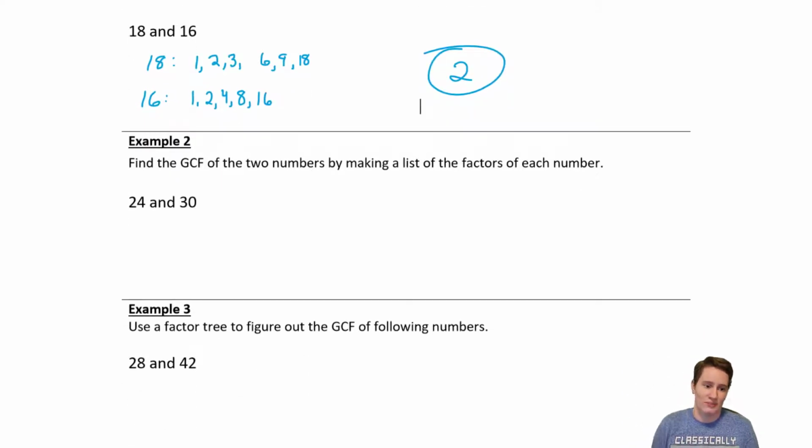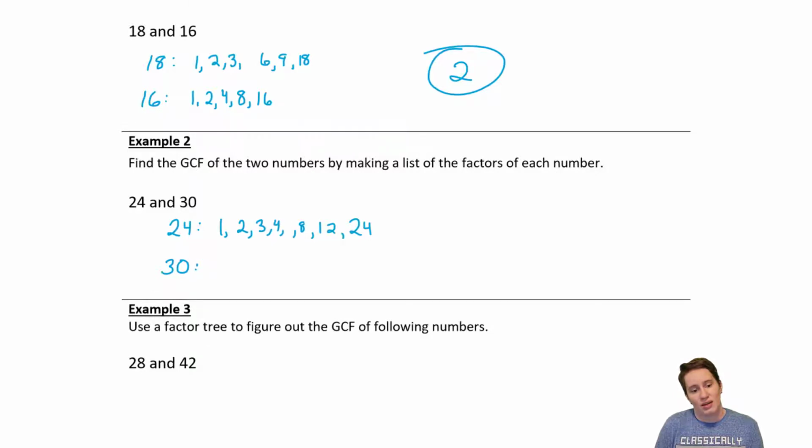Let's do another one. Find the GCF of the two numbers by making a list again. So 24 and 30. Now 24 I think has a lot of factors. So 1 and 24, 2 and 12, 3 and 8, 4 and 6.